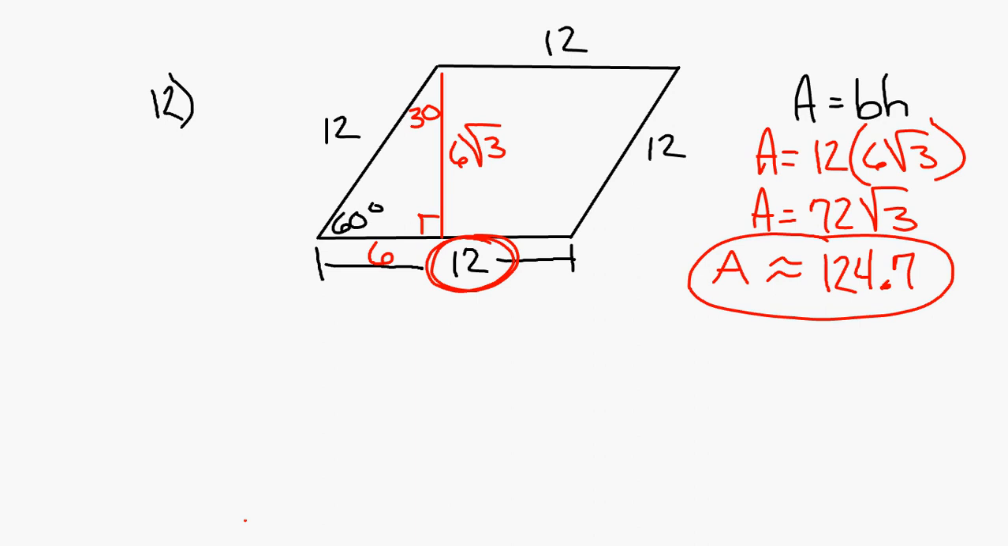And number 13. A conveyor belt carries supplies from the first floor to the second floor, which is 26 feet higher. The belt makes a 60-degree angle with the ground. Alright, so you got to draw this picture. You got this conveyor belt. It's going up like this.